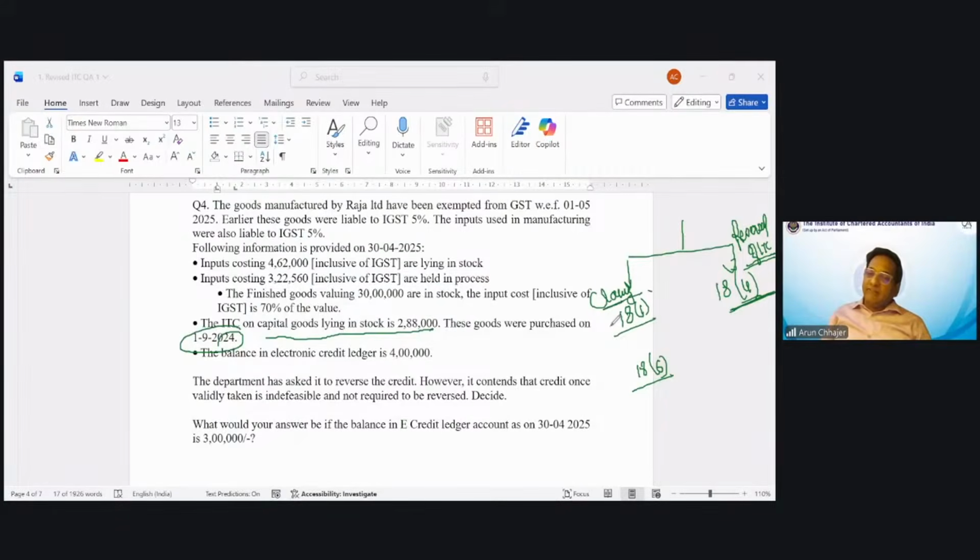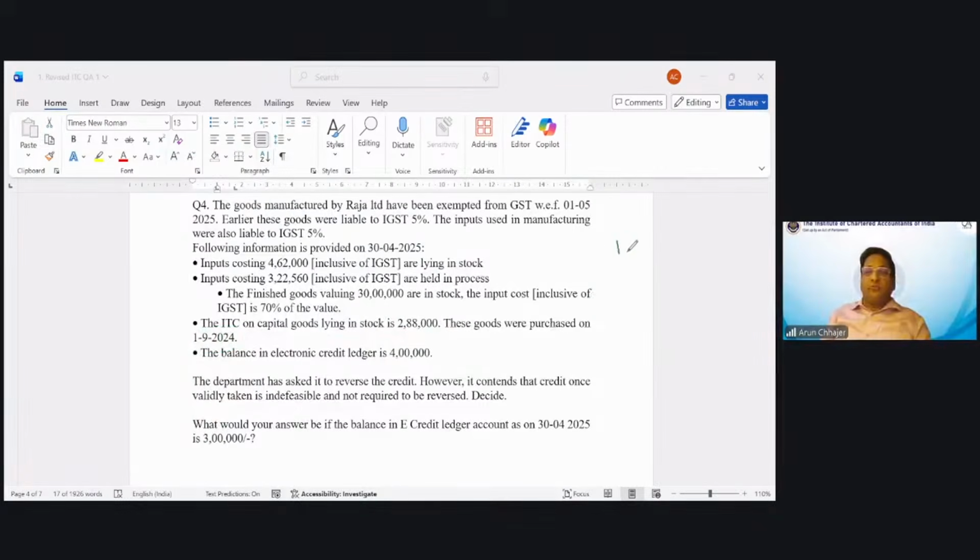So try to understand when I will apply the concept of 18.1, taking the ITC, exempted become taxable or composition to regular. In these two cases, 18.1 says that you can take the ITC. Then I will apply the concept of 5% per quarter. And when I am talking about reversal of ITC, mostly I will follow the concept of 60 months.